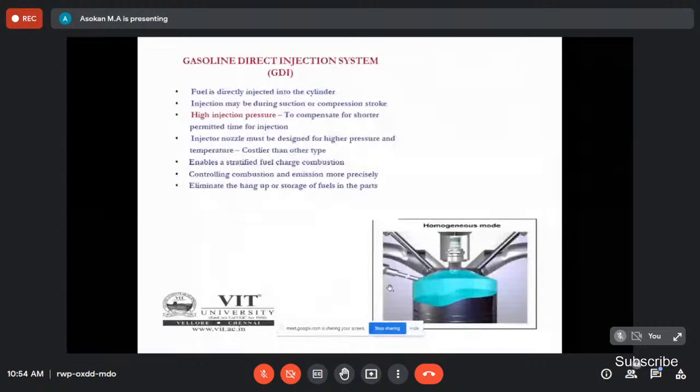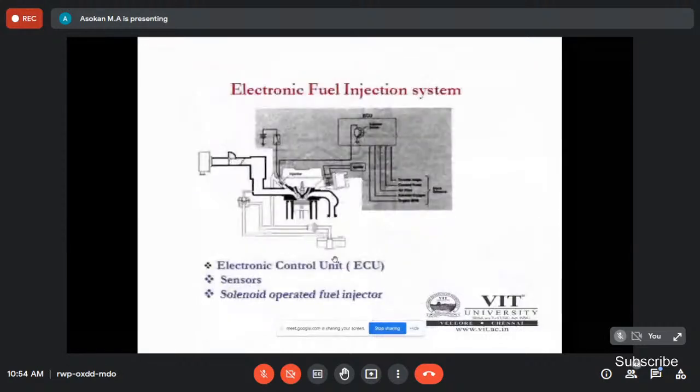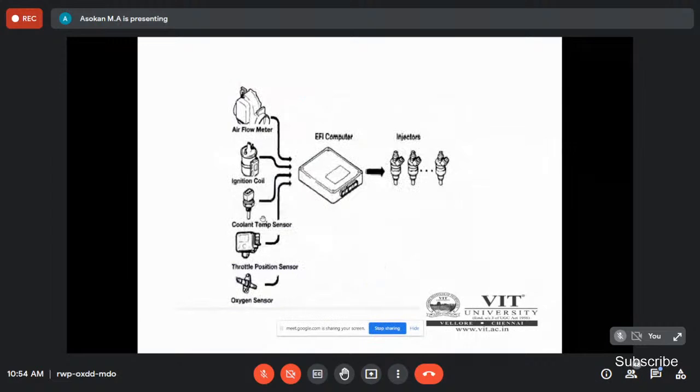And this is an electronic fuel injection system. There are various sensors mounted in various locations. The sensors sense, then the information is passed to the CPU, the ECU. Then based on this information, signals go to the actuator, and then it injects the fuel. So what are the various sensors? The airflow meter, ignition coil, coolant temperature sensor, throttle position sensor, oxygen sensor. The sensors are connected to the ECU, and based on the signal, the fuel is injected.